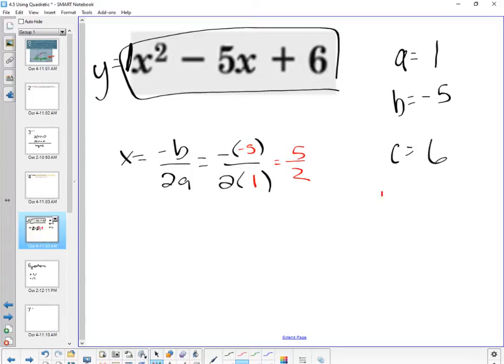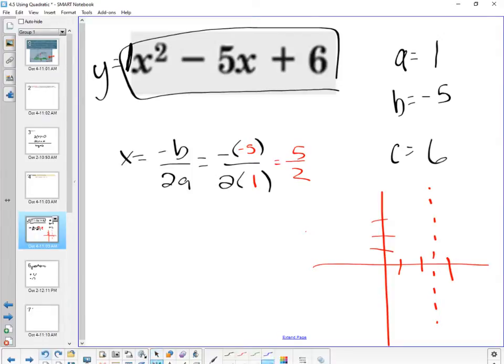What does that mean? It's 2.5. The axis of symmetry is at 2.5. X equals 2.5. Okay. 1, 2, 3. I said X equals 2.5. Good job. Let me go back. So 1, 2, 3, 2.5. Here's my axis of symmetry.